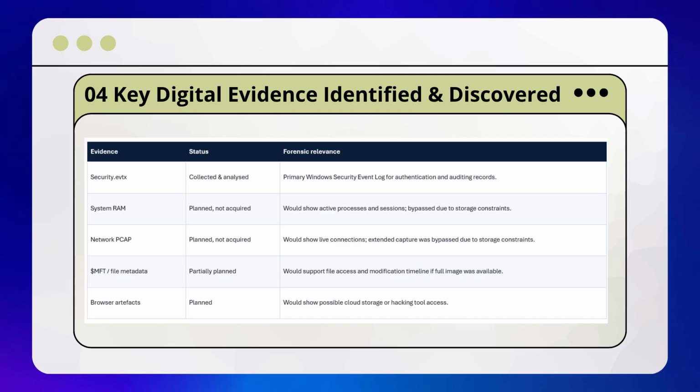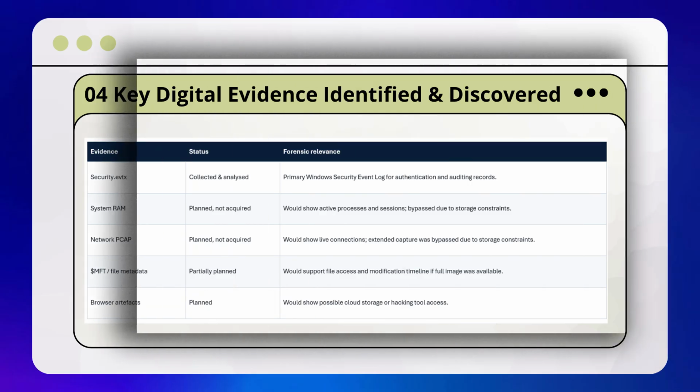The security.evtx file was successfully collected and analyzed. It is the primary Windows security event log file and is highly relevant because it may contain authentication records and security auditing data. Other evidence such as RAM dumps and network packet captures were planned but not acquired due to storage limitations. We documented this clearly as a limitation instead of making unsupported claims.